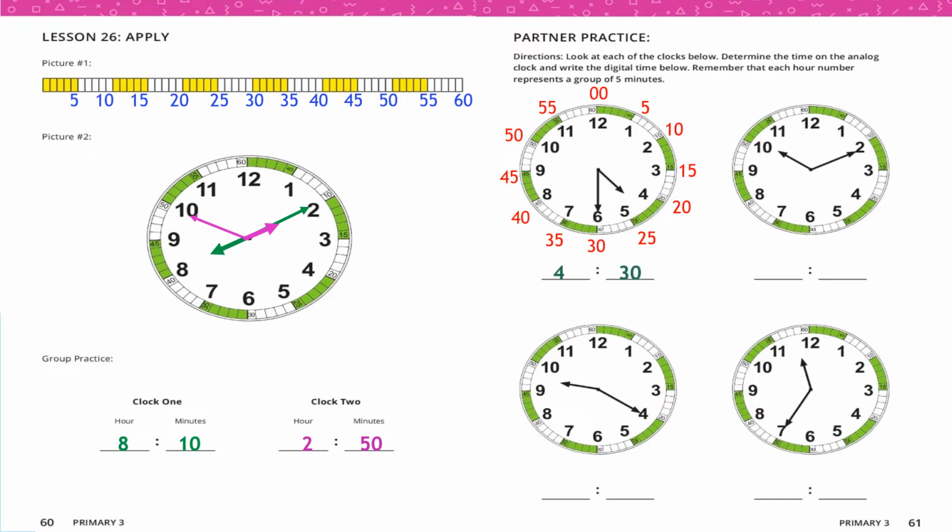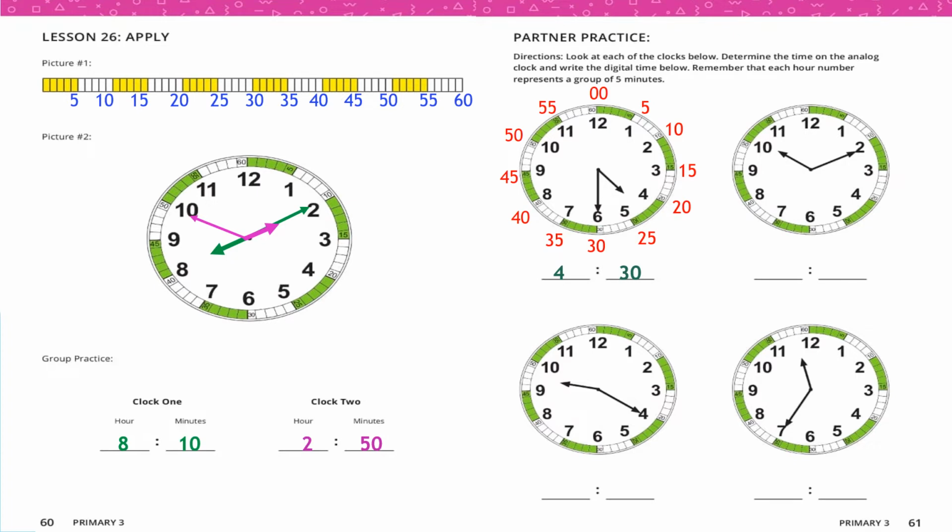And the long hand is referring to 6. Will we write 6 in minutes? No. We will count 5, 10, 15, 20, 25, 30. When we reach 6, it tells me 30. So we will write in minutes 30, and we can read it as 4:30.